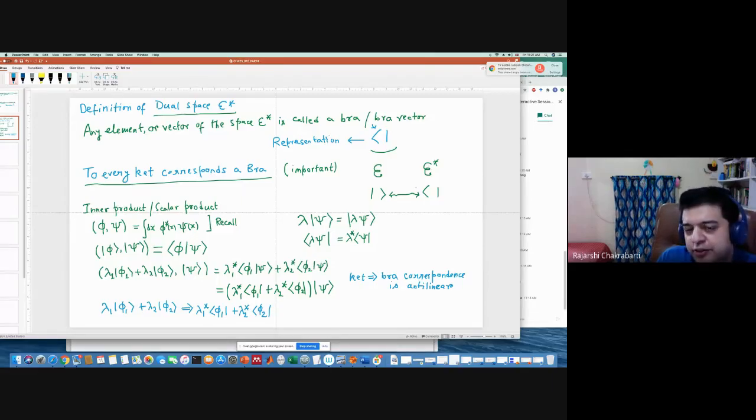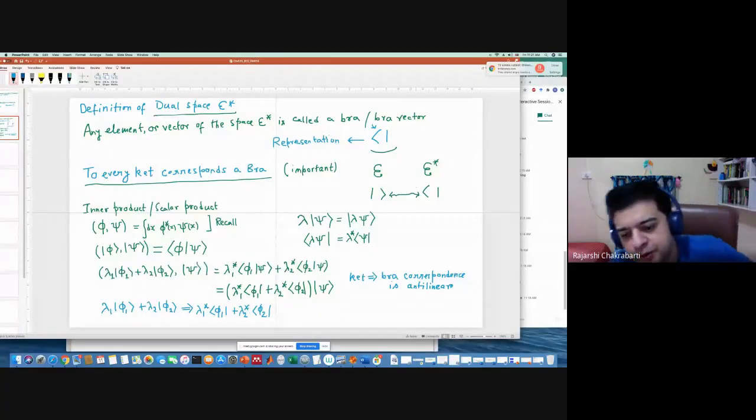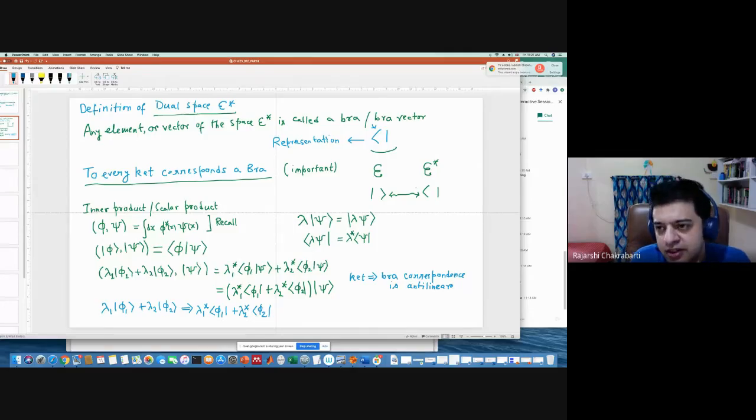But this epsilon star is actually a dual space of epsilon. Because of that, the correspondence between ket and bra is antilinear. Antilinearity means this: when you multiply your ket with a number, the corresponding bra should be multiplied by the same number's complex conjugate. Okay, so this is how it is.